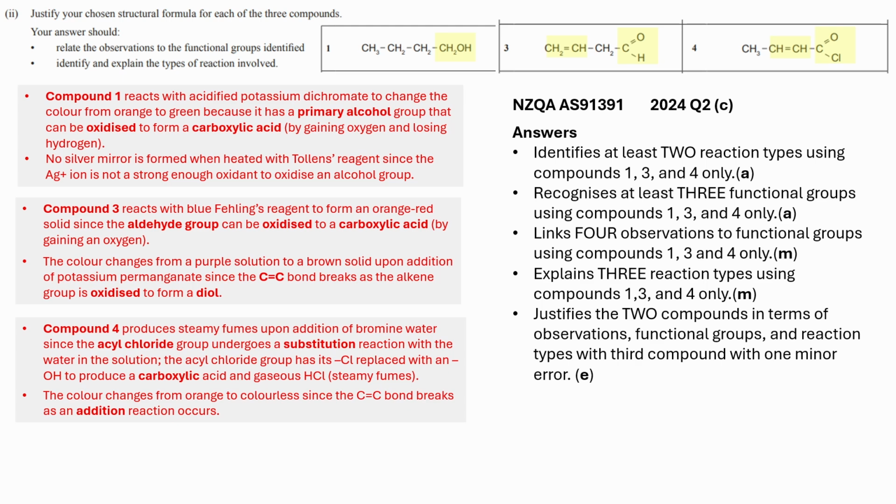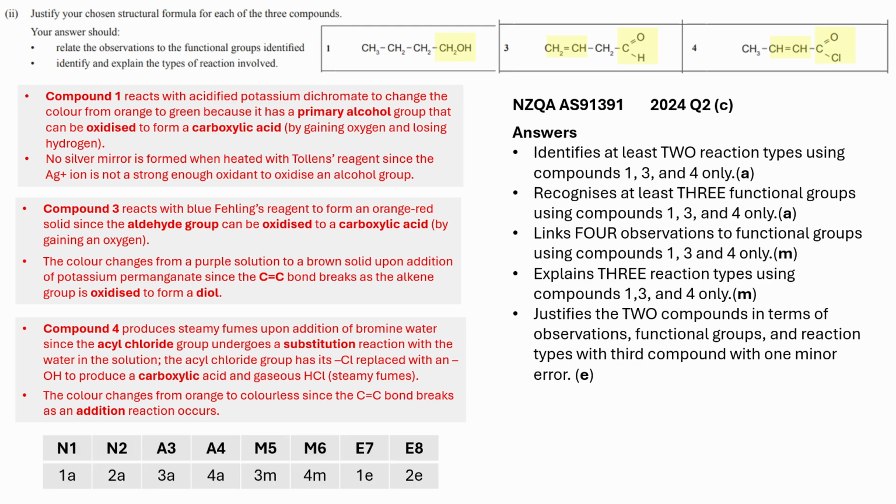If you can justify 2 compounds in terms of observational functional groups and reaction types, with just a minor mistake in one of them, then they'll give you an E. This is quite a lot of writing and quite in depth, but if you got this, then well done. It's really important that you've done some practice with these types of observations in class, because that really helps with this. Okay, so that's the end of question 2.